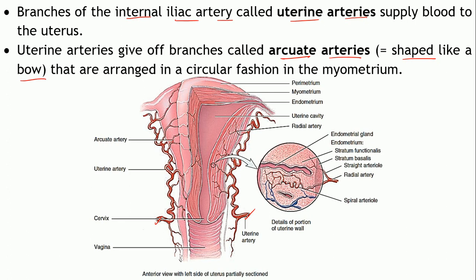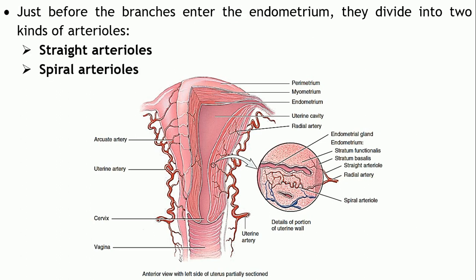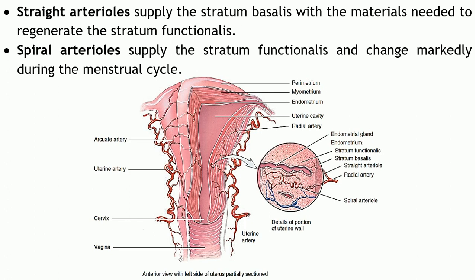So these will penetrate into the myometrium, which is the middle layer. Further, these arcuate arteries will branch into radial arteries. So the uterine arteries divide into arcuate arteries, and as they penetrate deeper, arcuate arteries divide into radial arteries. These radial arteries penetrate deep into the myometrium, and as they enter the endometrium, the innermost layer, they branch into two types of arterioles, the straight arterioles and the spiral arterioles.